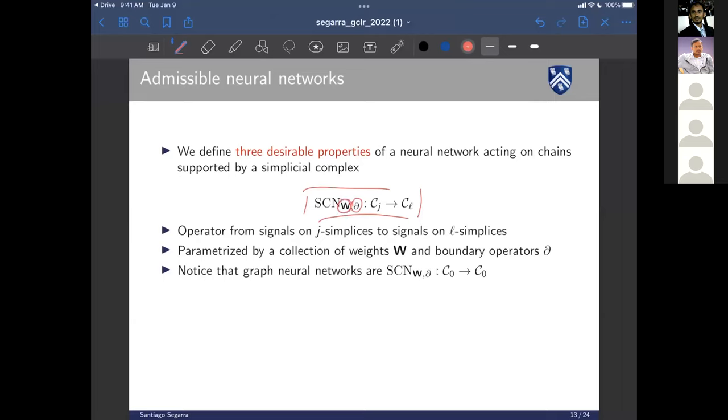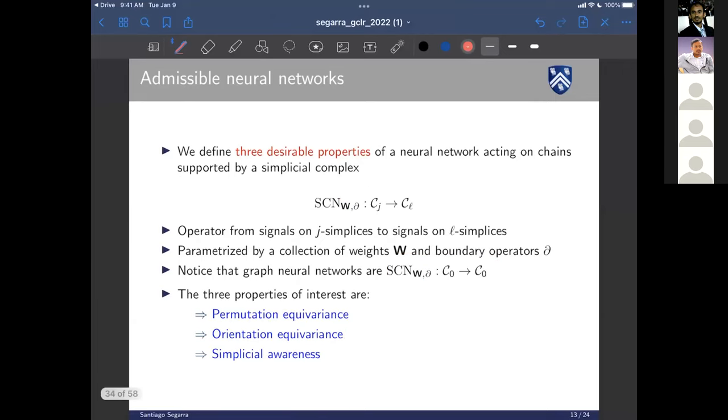which you can think of in just two dimensions, and parameterized by some learnable weights W. And then of course we're going to train and fit those weights. Notice that the graph neural network we can just think of as a structure like this that goes from C0 to C0, where this del is actually the incidence matrix, which just captures the structure of the graph, and some learnable weights W.